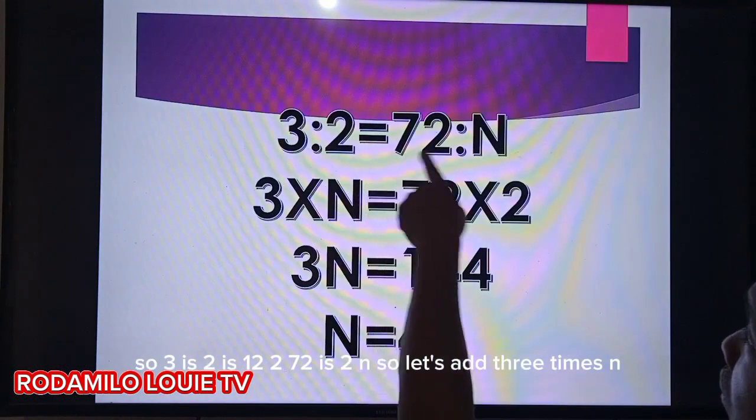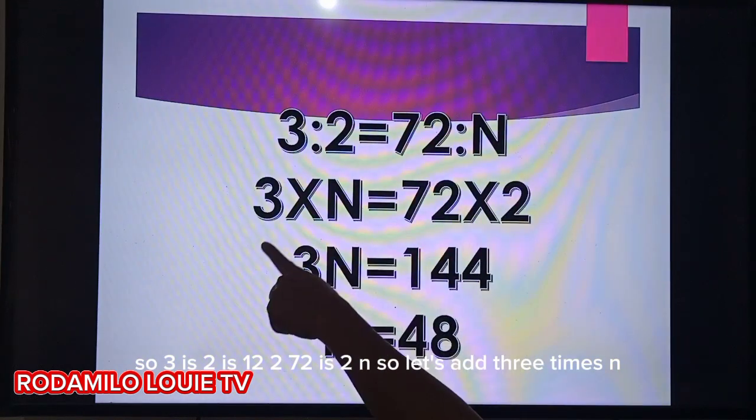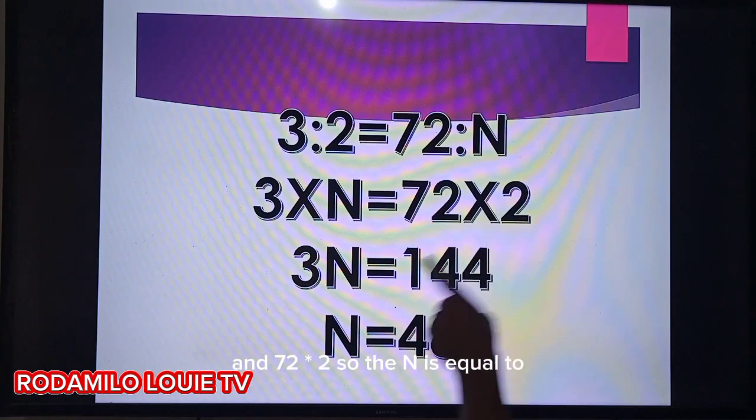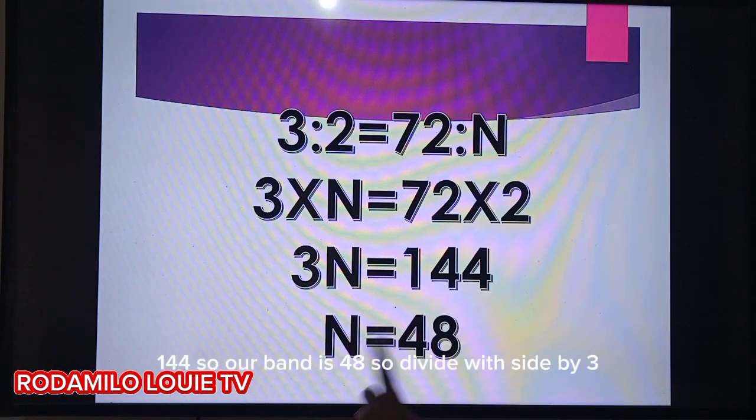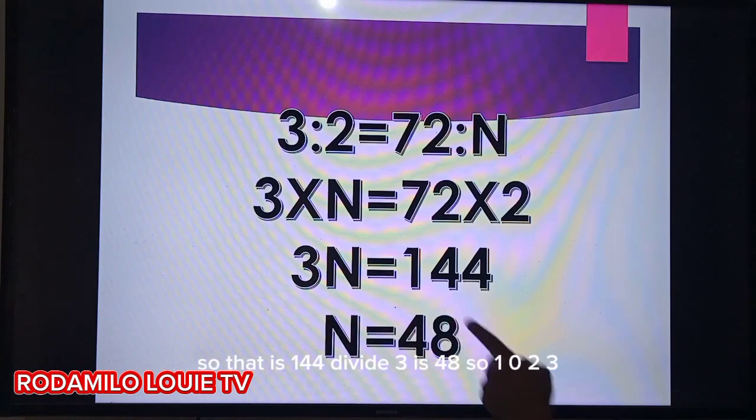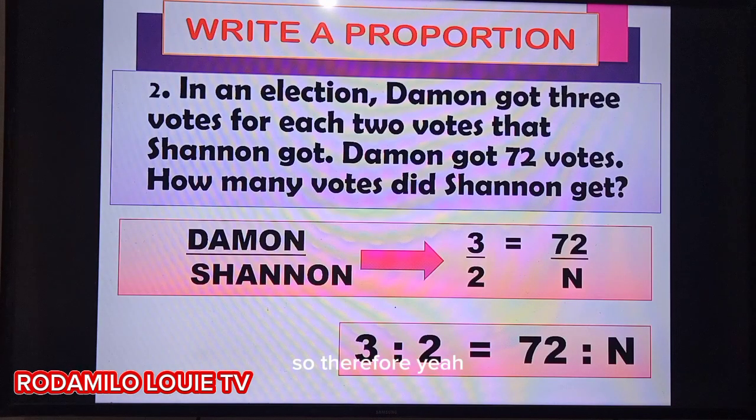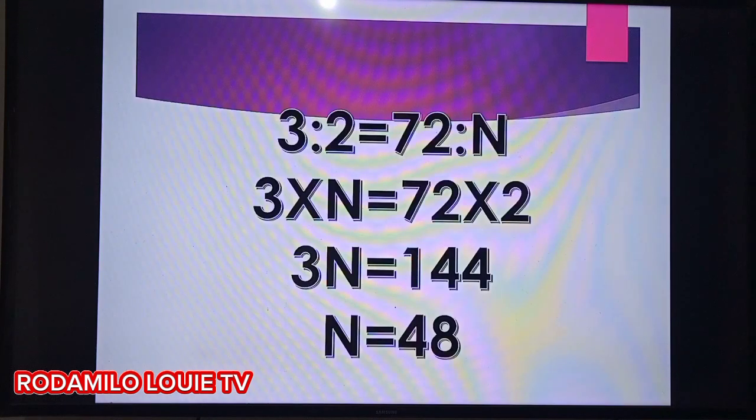So 3 is to 2 is equal to 72 is to n. Let's have 3 times n and 72 times 2. So 3n is equal to 144. Divide both sides by 3. So 144 divided by 3 is 48. Cancel the 3. So our n is 48. Therefore, Damon got 72 votes. How many votes did Shannon get? Shannon got 48 votes.